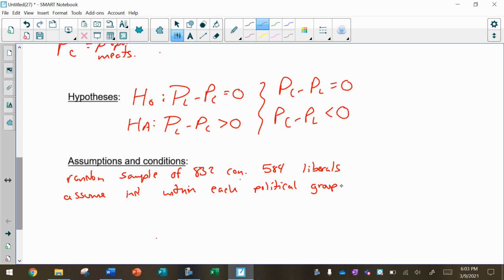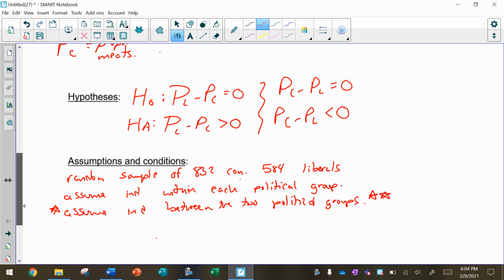And the one new thing I added yesterday is that we assume independence between the two political groups. Okay? So this was the new thing I added yesterday. It's independence within the groups and independence between the groups. So there's two levels of independence there.